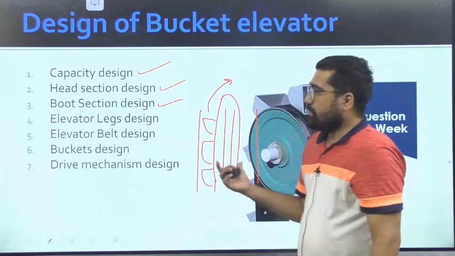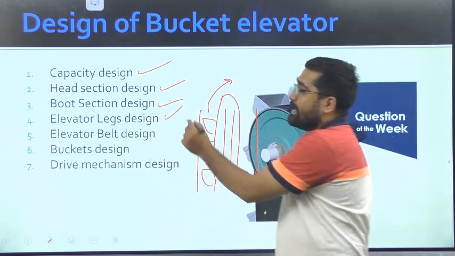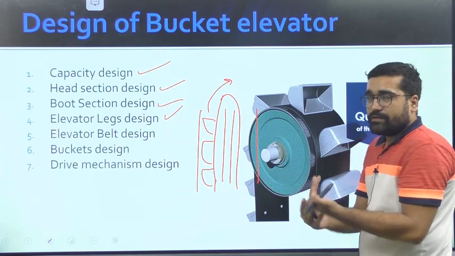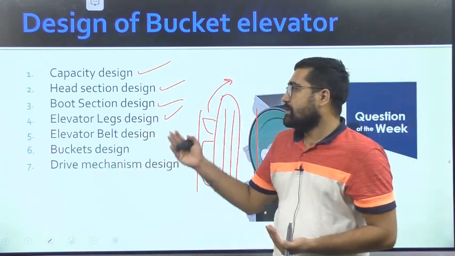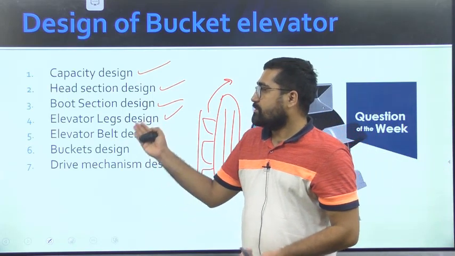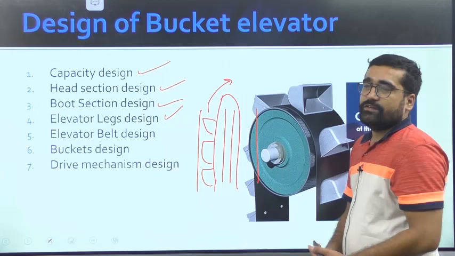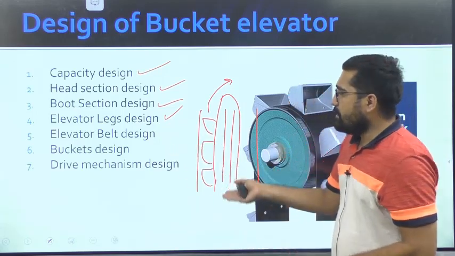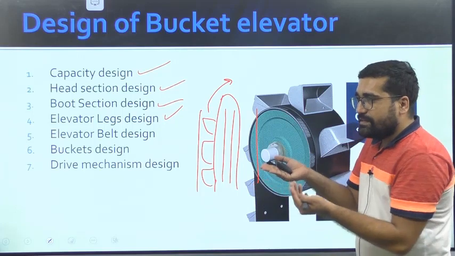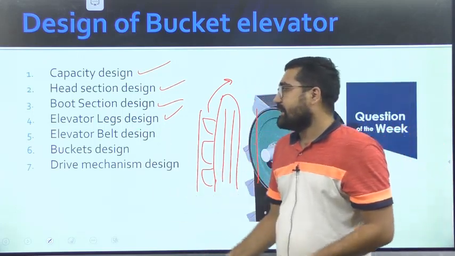Okay, so which type of elevator legs we have to see? We have to select from the 2-3 types of belt elevator legs that are there. From that we have to consider the optimum one for our design. Then comes the elevator belt design. In the elevator belt design, we will design the belt: the thickness of the belt and the length of the belt.